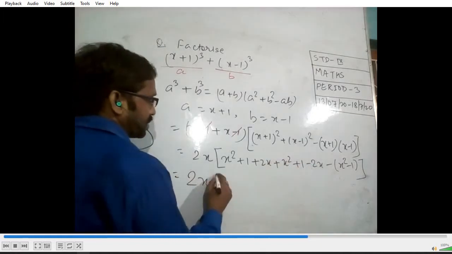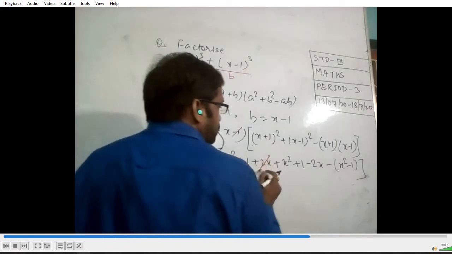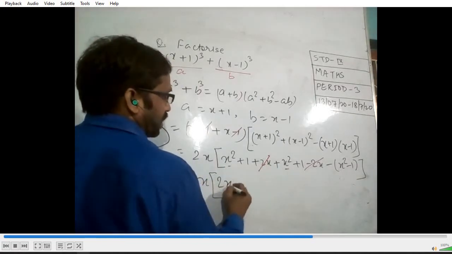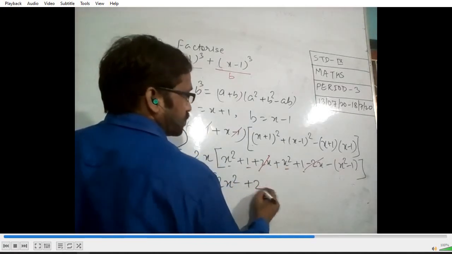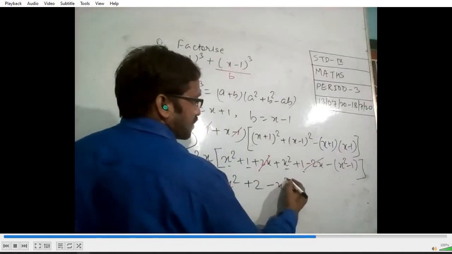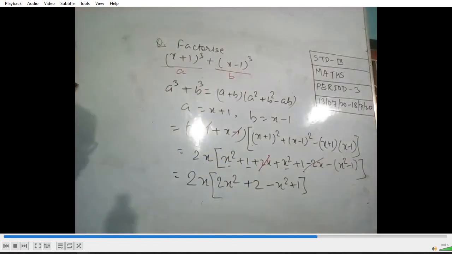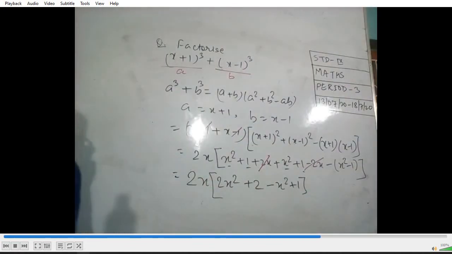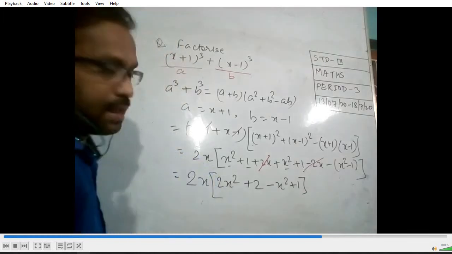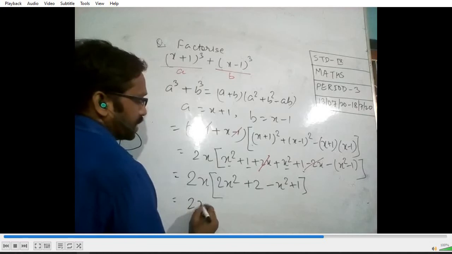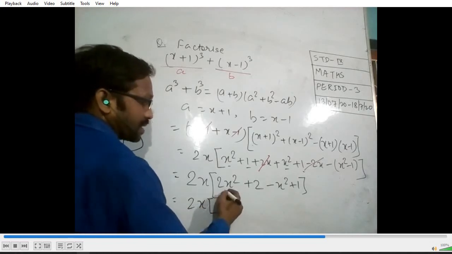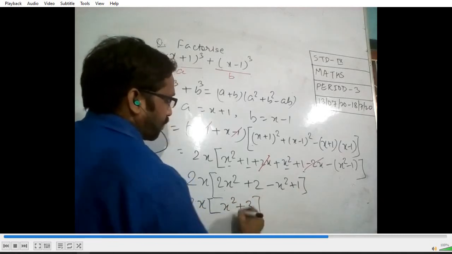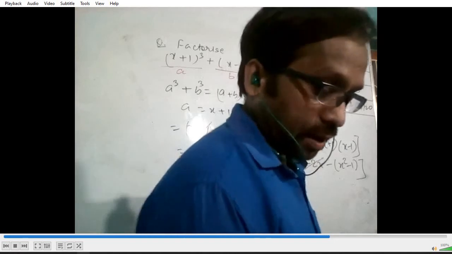Now this will become 2x. Now here plus 2x minus 2x cancels. So now this will become x square plus 2 x square plus 1, okay. We have opened that bracket there. So the final answer becomes 2x into, now 2x square minus x square, 2x square plus 3. So this is the answer of that question.